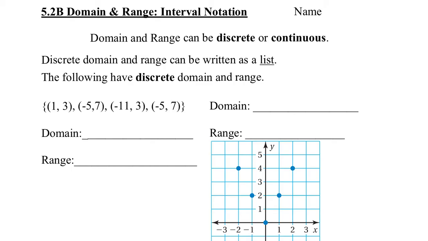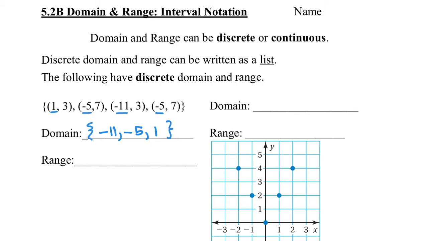So for this first relation, it's a list of ordered pairs. The domain is all the x values, which is the 1, the -5, the -11, and the -5, but I am going to put them in order and exclude any repeats. So my domain is -11, -5, and 1, and you are welcome to use the curly brackets. If you leave them off, I'm okay with that too.